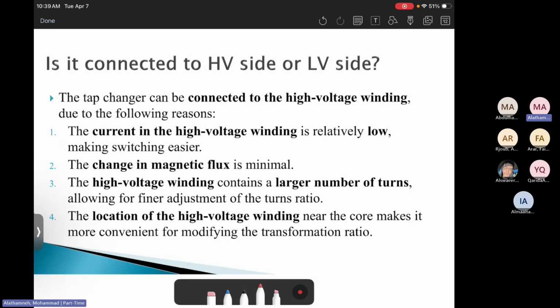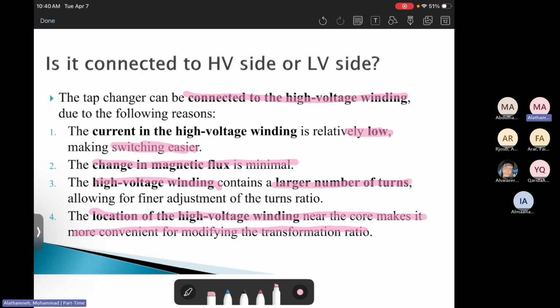So again, the tap changer is connected to the high voltage side windings. As I said, the current in the high voltage side is low. Therefore, the switching is easy. That's one advantage. The other thing is that the change in magnetic flux is minimum. The high voltage side, as I said, has a larger number of turns. Then the location of the high voltage windings near the core makes it more convenient for modifying the transfer ratio.